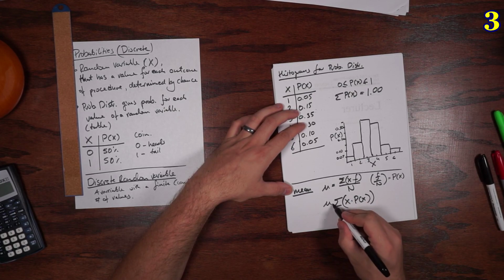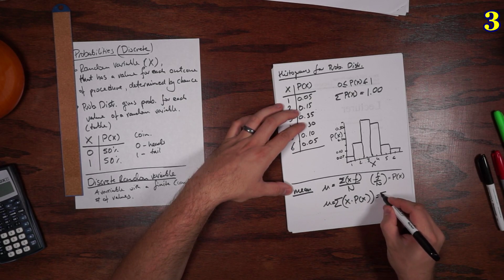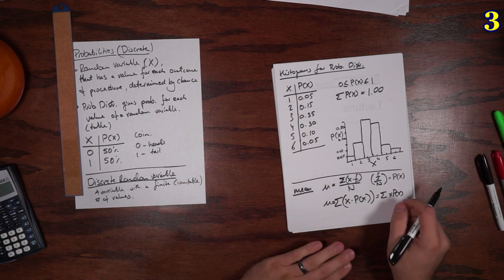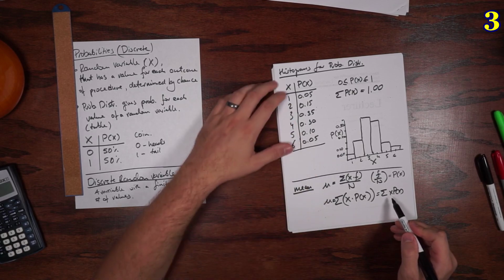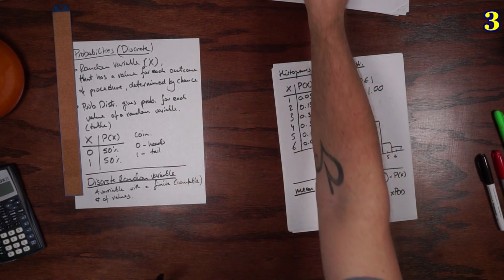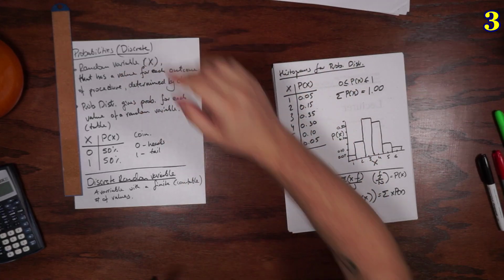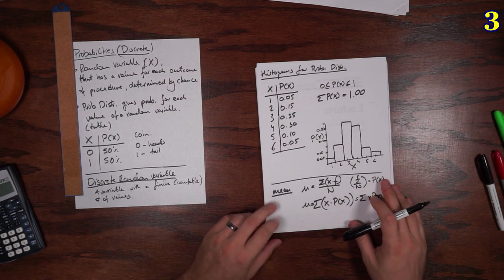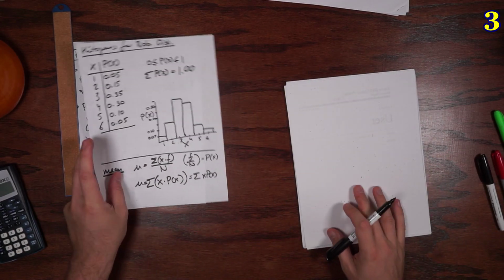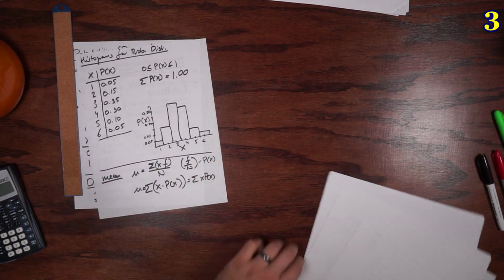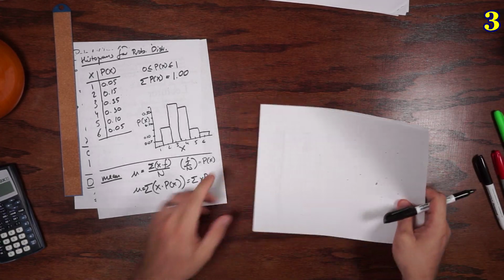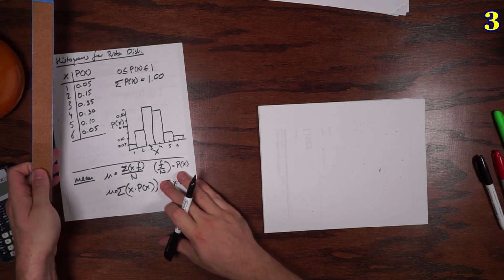So the mean equals the sum of x times p of x. The value for the outcome times the probability of the outcome occurring. And that's relatively straightforward to do. So let's do a big table and show that.